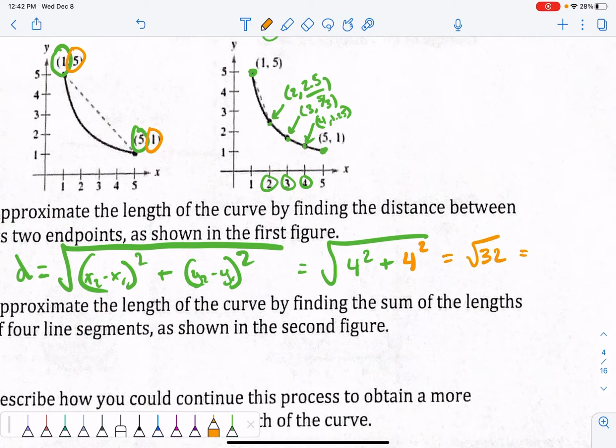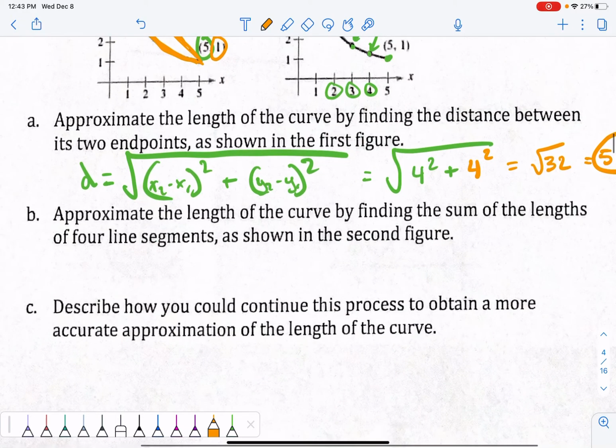So like 5 point something. Let me get that exact number. The square root of 32 is 5.66, let's say. 5.66 is the approximation for that distance. Now, that's just the distance from here to here, so we know that the length of the curve is going to be slightly more than 5.66, okay? So there's how that works.